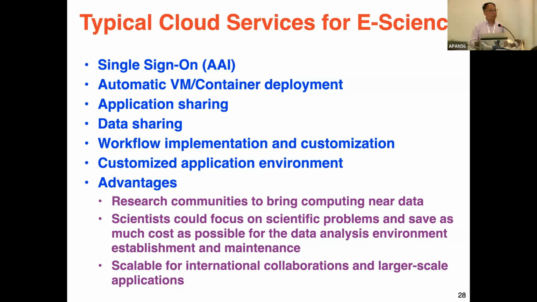Yes, please. I'm Japanese. Are there any Japanese organizations who participated in these activities led by ASGC? Like KAGRA. KAGRA, we are working together with the University of Tokyo. University of Tokyo. Yes.